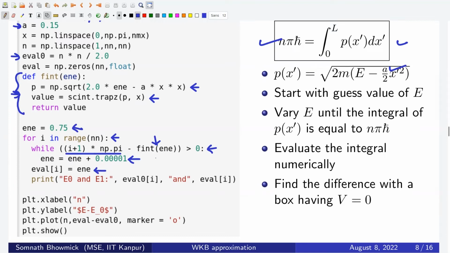And finally, we compare the results of V equal to 0 and V equal to Ax²/2 by printing the respective eigenvalues and also plotting the difference.